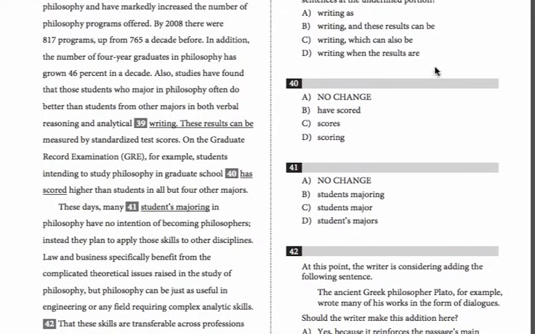40, and also they're sort of exactly the same, as you might notice if you compare them. 40. On the graduate record examination, for example, students intending to study philosophy in graduate school has scored higher than students in all but 4 other majors. Students has scored higher? No. Students have scored higher is fine. Students scores better? Ugh. Students scoring better?